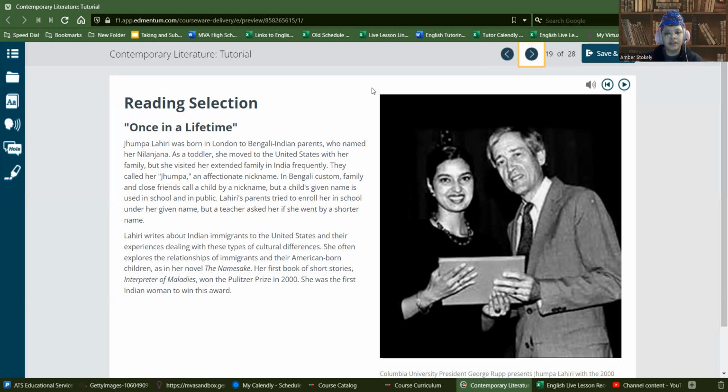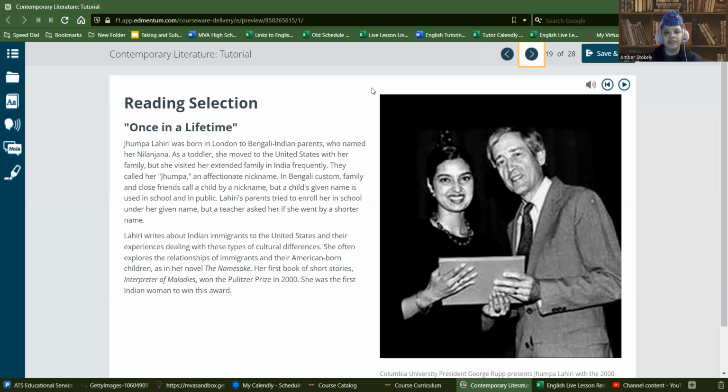So her parents tried to enroll her in school under her given name, Nilanjana, but the teacher at the school asked if she went by a shorter name. So she ended up having to deal with someone who wasn't close to her at all, who was not her family, calling her Jhumpa, even though usually in her culture, that's like a private family name sort of thing. So that was one example of an awkward experience that she had in terms of dealing with cultural differences.